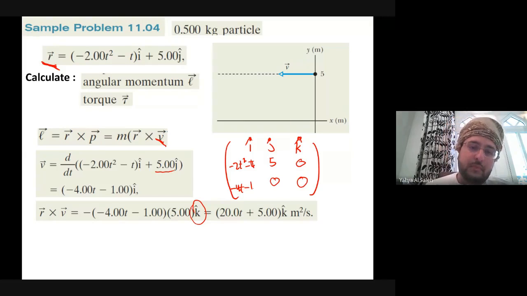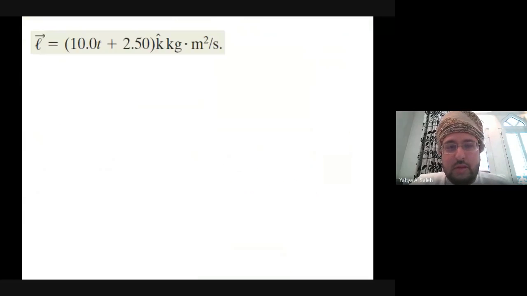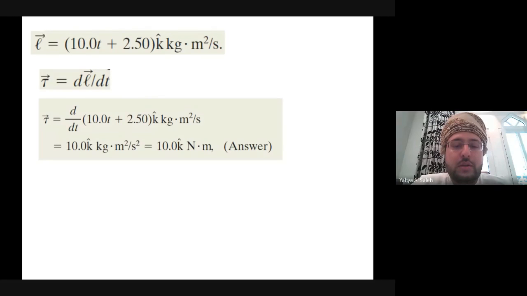So L, because remember, we have mass is 0.5 kilogram. We multiply, we end up with this. Now, if I want to find torque, we know torque is dL by dt. So I just have to differentiate this. I will end up with 10 in the k direction, Newton meters.